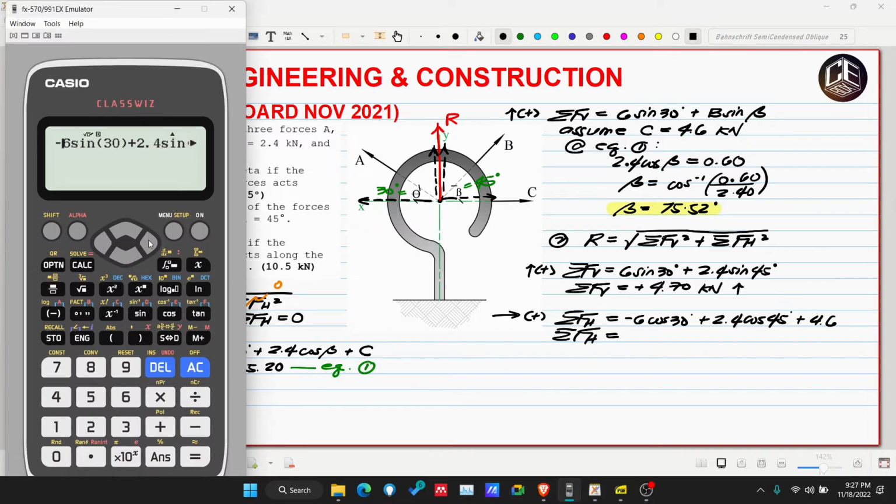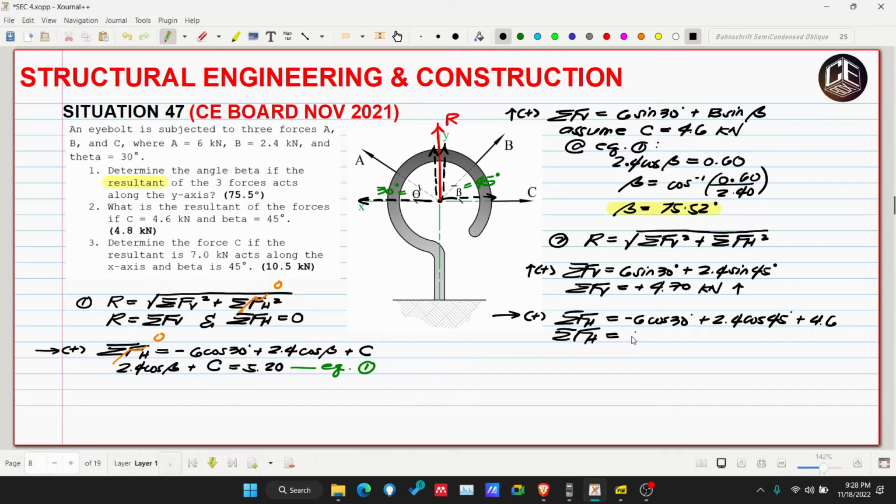So, this is negative cosine, then plus 2.4 sine 45. So, this is cosine. Anyway, sine 45 and cosine 45 are the same. Then plus 4.6, so 1.10 kilonewton. Since it is positive, it means the governing forces are to the right.